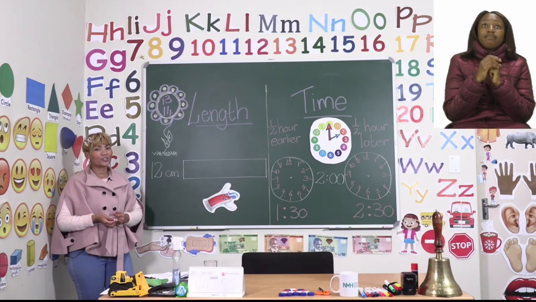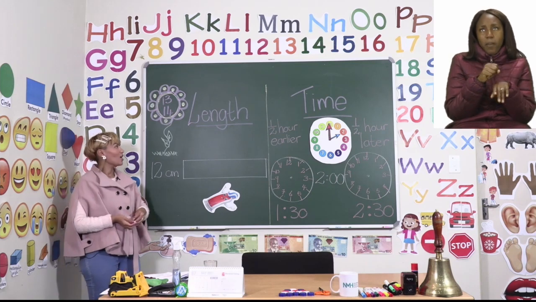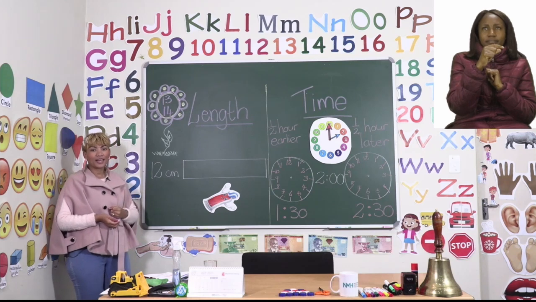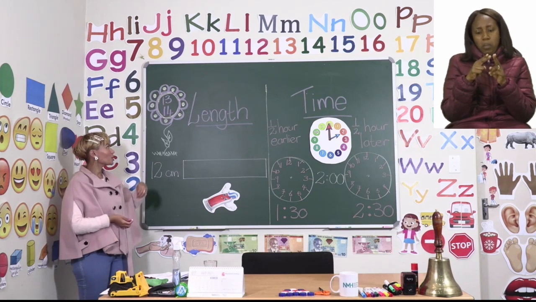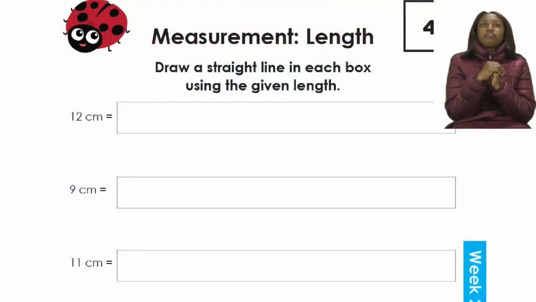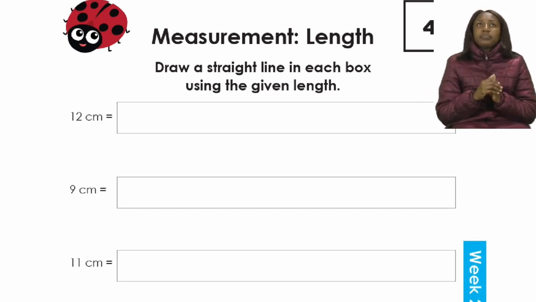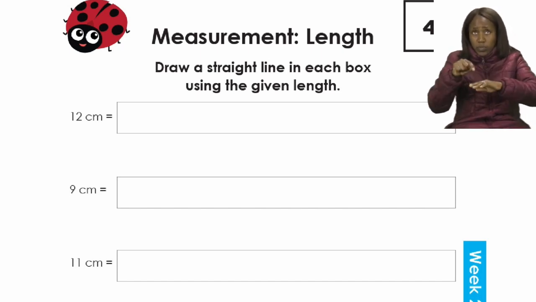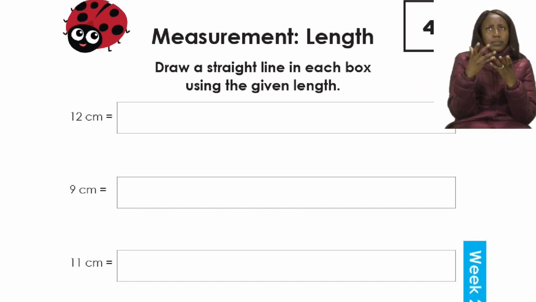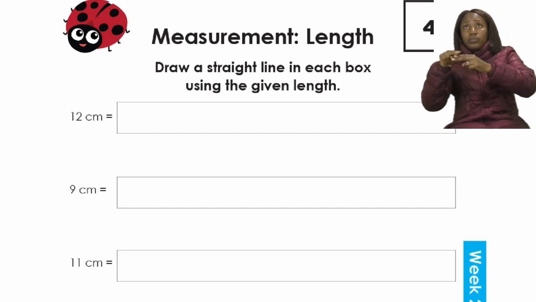Now we are going to do some mathematics. We are first going to do some length. For this lesson, I want you to go to page 13 in your booklets. On page 13, we have to measure. It says there, draw a straight line in each box using the given length. Remember, draw a straight line in each box using the given length.